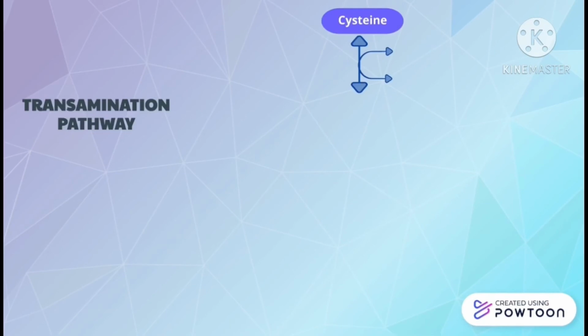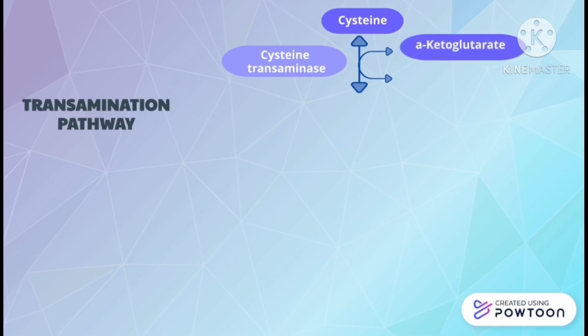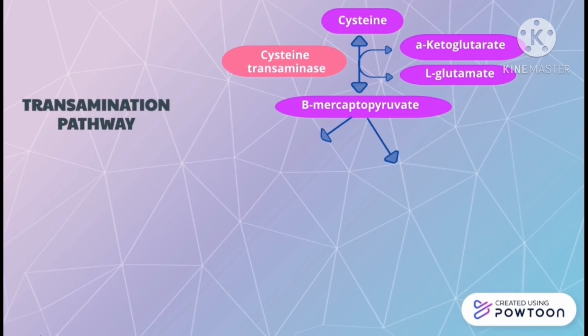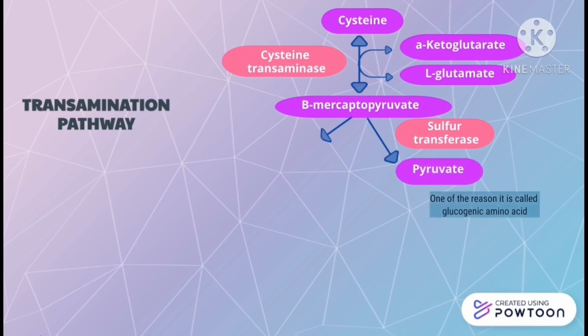In the transamination pathway, cysteine undergoes transamination with the action of the enzyme cysteine transaminase in the presence of alpha-ketoglutarate to form beta-mercaptopyruvate, and there is also synthesis of glutamate. Beta-mercaptopyruvate undergoes a desulfuration reaction with the help of sulfurtransferase enzyme to synthesize pyruvate, and there is also synthesis of hydrogen sulfide.